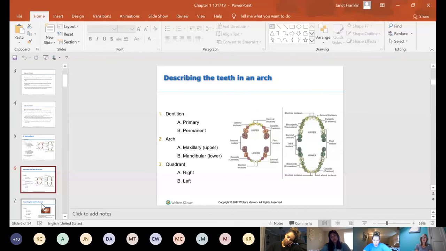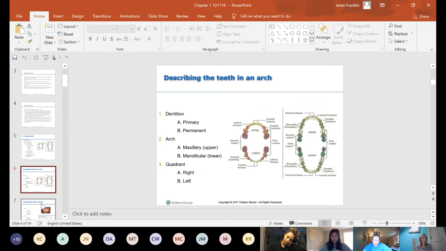On a child, most of the time you're going to have to say primary or permanent because we don't always know. There's a pattern in a time period when children should be transitioning from their primary to their permanent dentition, but that varies among children. Then you're always going to use arch, maxillary or mandibular. If you're talking about an upper tooth, you're going to say maxillary. If you're talking about a lower tooth, you're going to say mandibular. The next word we're going to use is right or left. So we're going to identify which quadrant, whether it's right or left.